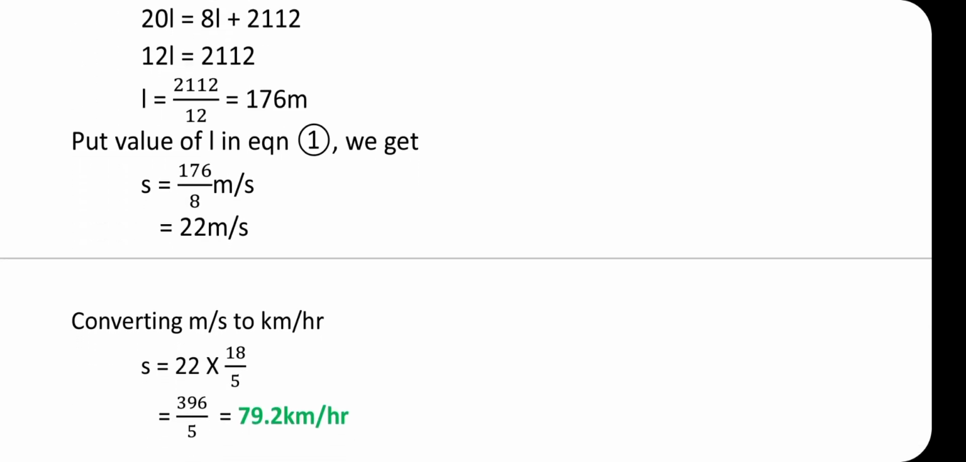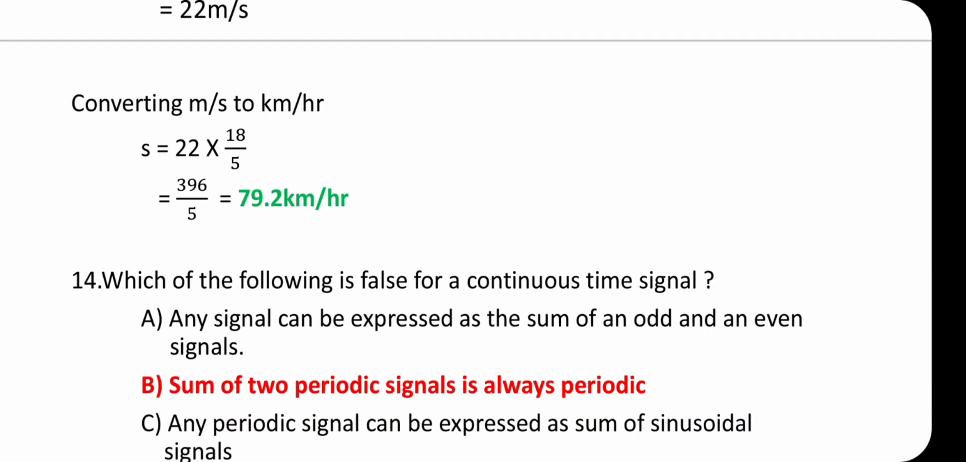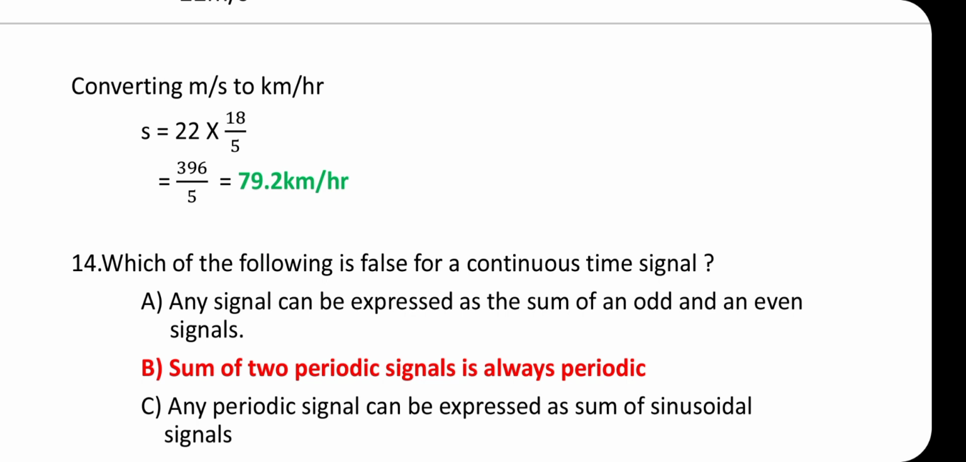Put the value of L in equation 1. We get S equal to L by 8, which is 176 by 8, which is equal to 22 meter per second. But in the options, the answer is in the unit of kilometer per hour, so we need to convert meter per second to kilometer per hour. So S equal to 22 into 18 by 5, which is equal to 79.2 kilometer per hour.